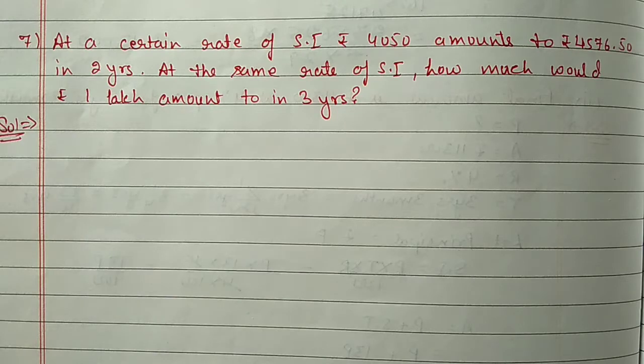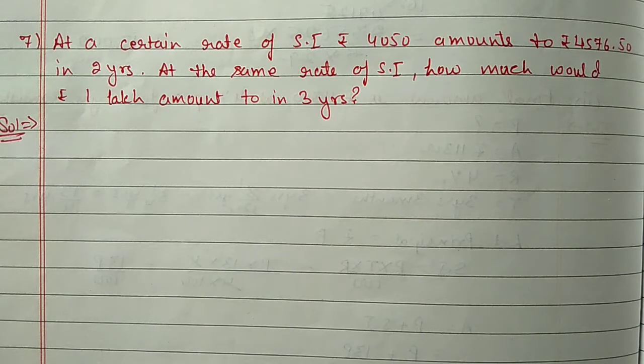Next question number 7. At a certain rate of simple interest, rupees 4,050 amount to rupees 4,576.50 in 2 years. At the same rate of simple interest, how much would 1 lakh amount to in 3 years?